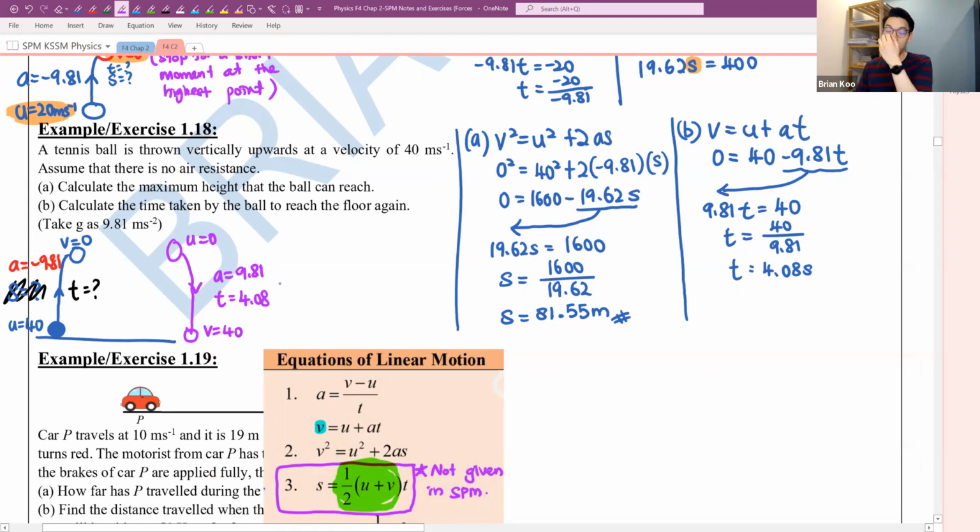So just remember, if you go up and come down, if it travels the same distance, let's say from the ground up and then come back to the ground, the time taken will be the same. So the total time is 4.08 times 2. Okay, 8.16 seconds.